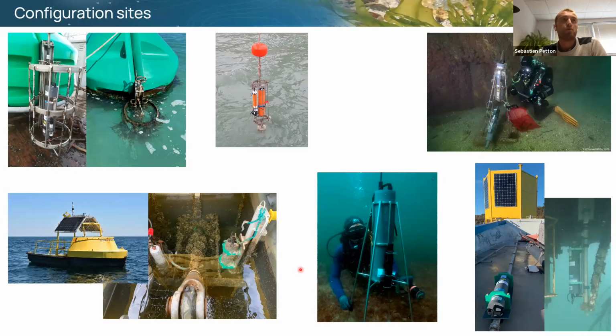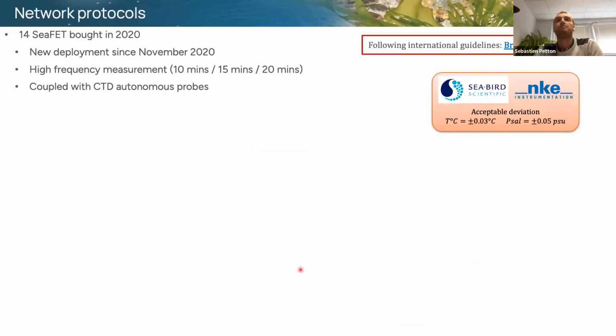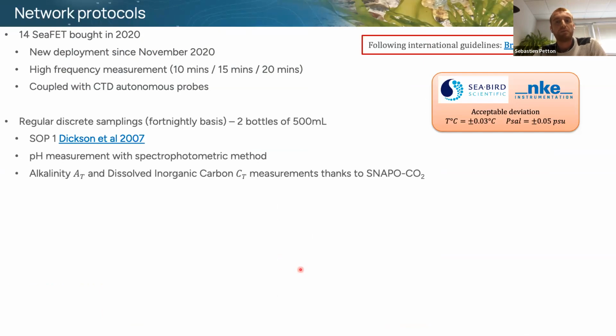For the network protocol, we follow the guidelines of the Bresnan and Hall method. The CFET records data at high frequency next to autonomous CTD probes, either one from Seabird or from the French brand NKE. On a regular basis, twice a month, we sample 2 bottles of half a liter, according to standard procedure 1 from Dickson et al. The first one is for pH measurement with a spectrophotometric method, and the other one is for the measurement of alkalinity and dissolved inorganic carbon, which is going to be measured by the French national lab SNAPO-CO2.